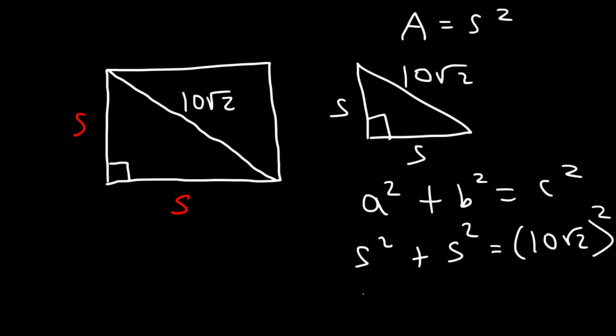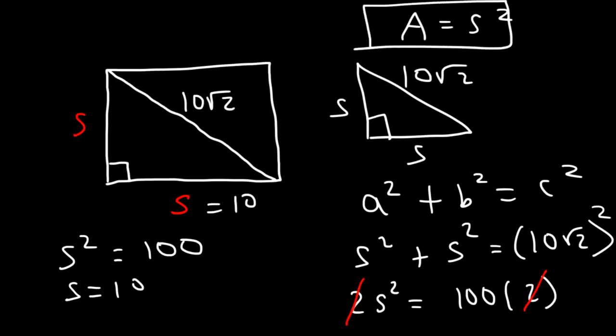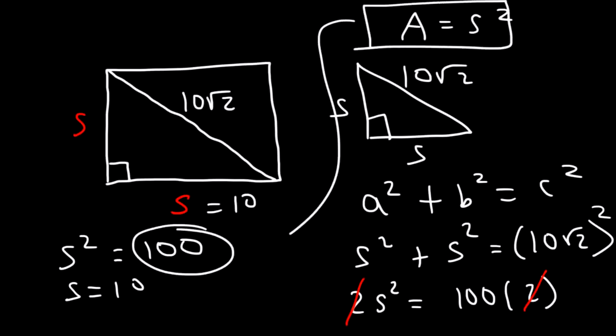s squared plus s squared is 2s squared. 10 squared is 100, and the square root of 2 squared is the square root of 2 times the square root of 2, which is the square root of 4, which is 2. So we can divide both sides by 2. Therefore s squared is 100, and the square root of 100 is 10. Now the area is s squared, and s squared is 100, so that is the area. That's the answer, 100.